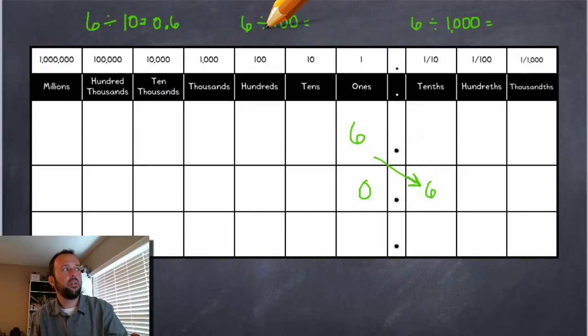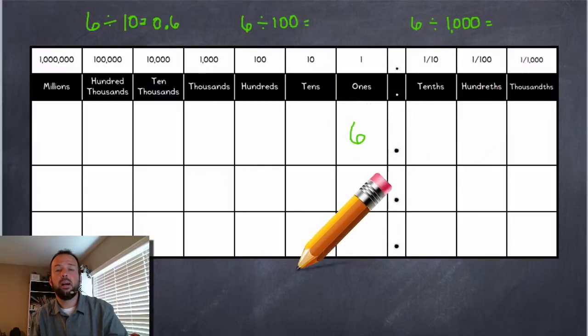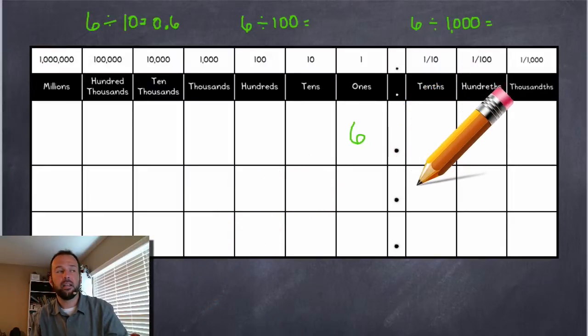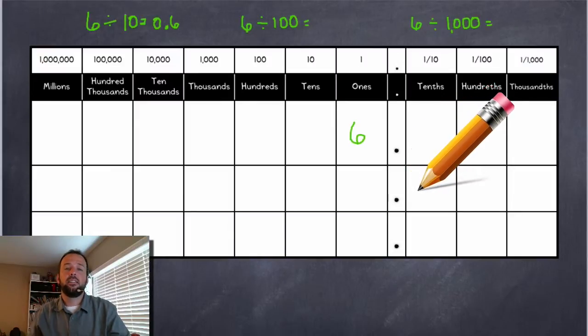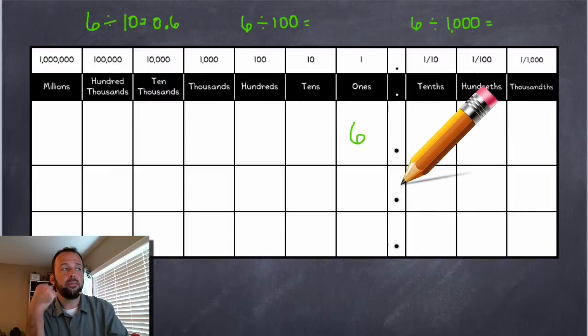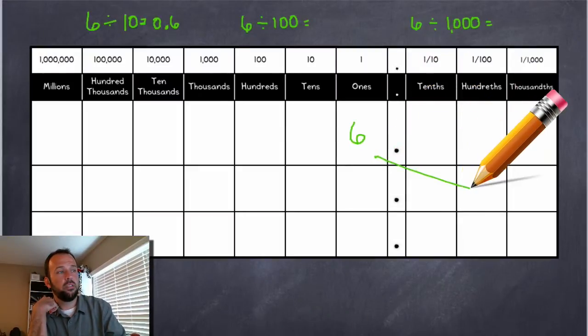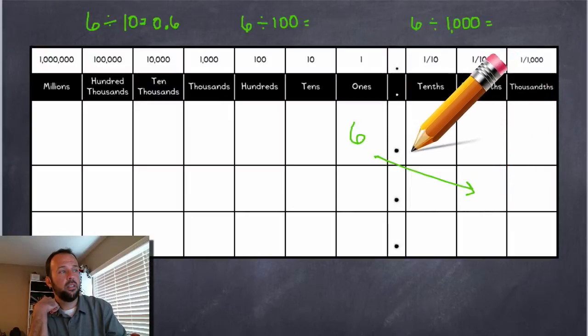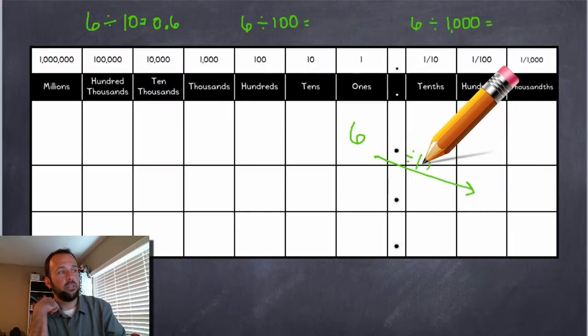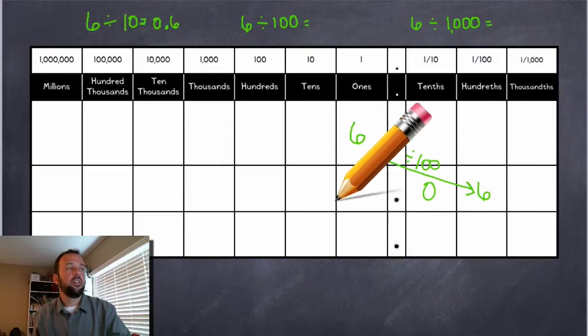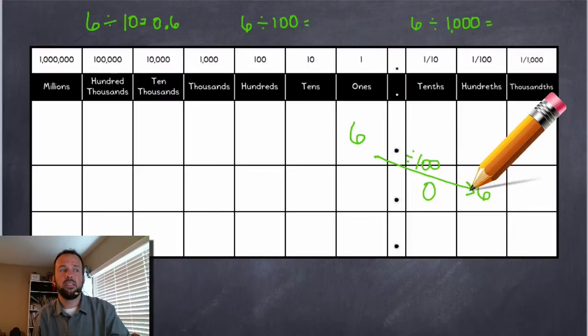But what about if I'm dividing by 100? So 6 divided by 100. Well, 6 divided by 10 was one step back. 10 times 10 is 100. So we're going to be taking 2 steps back. So 1, 2 would put us right here. We're dividing by 100. So that would equal 6/100ths. So 6 divided by 100 would be 6/100ths.